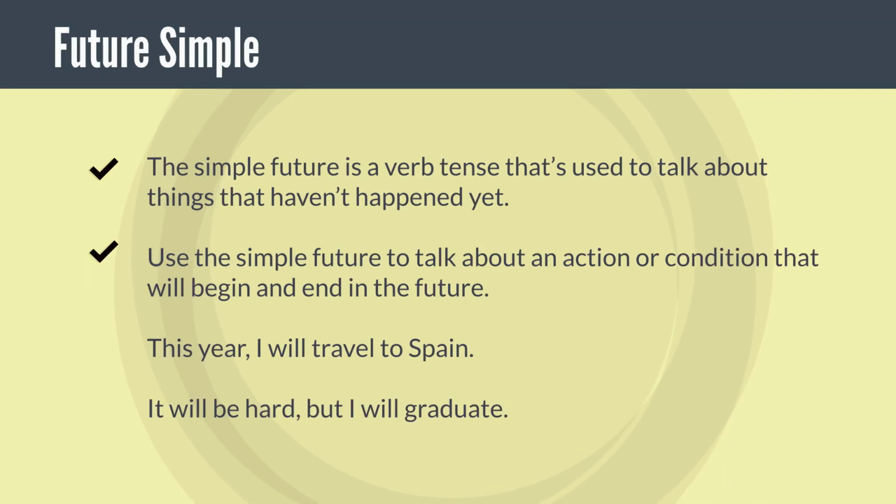Future simple. Simple future is a verb tense that's used to talk about things that haven't happened yet. Use the simple future to talk about an action or condition that will begin and end in the future. This year, I will travel to Spain. It will be hard, but I will graduate.